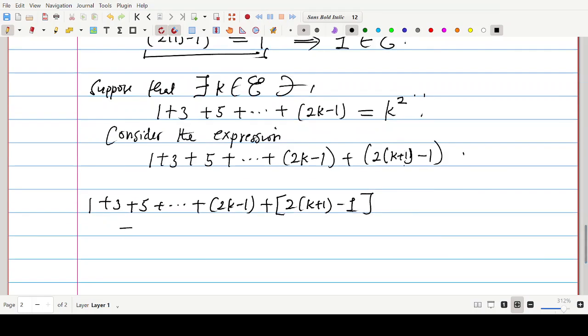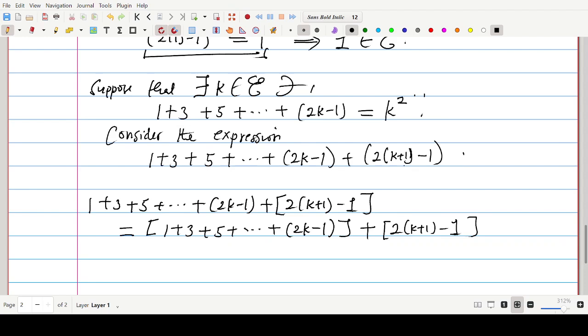I'm trying to be fast because my battery is almost gone. 1 plus 3 plus 5 plus dot dot dot plus 2k minus 1, then plus brackets 2k plus 1 minus 1. All right, can you see that? So we have this as the result.